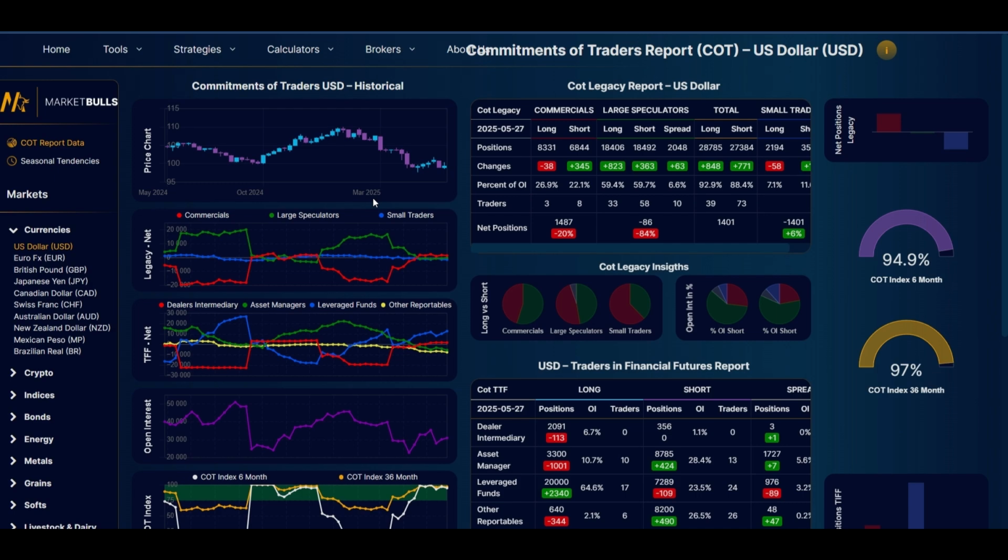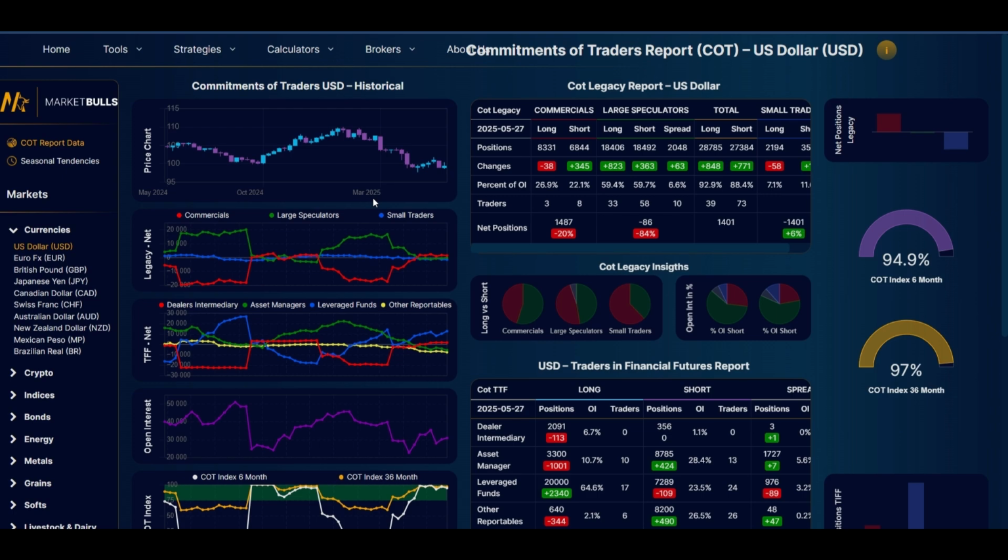The same thing is true for open interest. Very similar, but what it's showing is leverage positions. It's the amount of positions in the markets. So open interest, amount of positions. Legacy net is the certain positions in the markets, represented by three large groups of traders. Commercials, large speculators, and small traders represent pretty much the same thing in the same asset class.